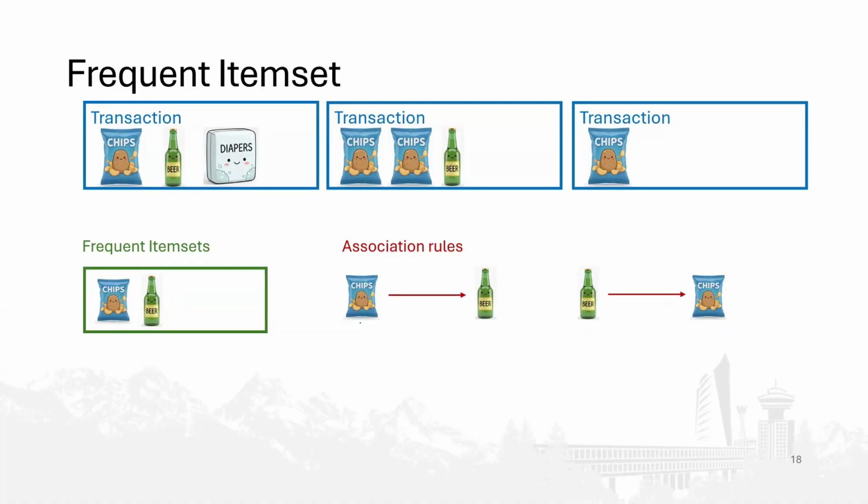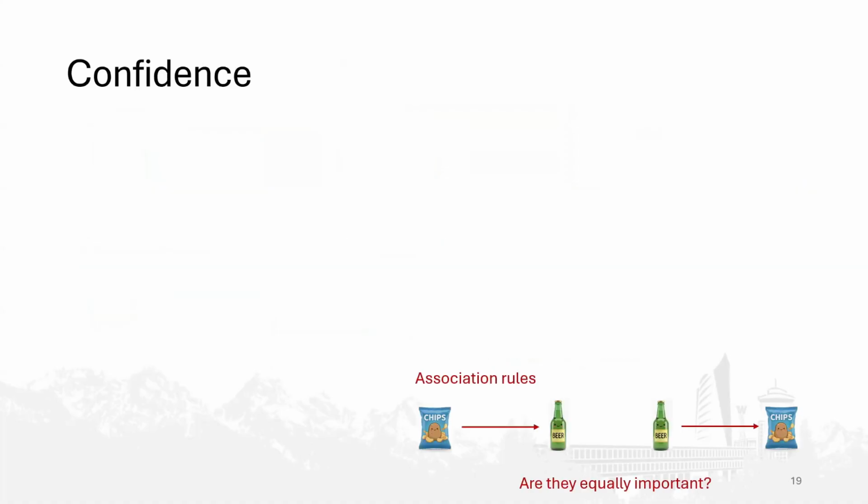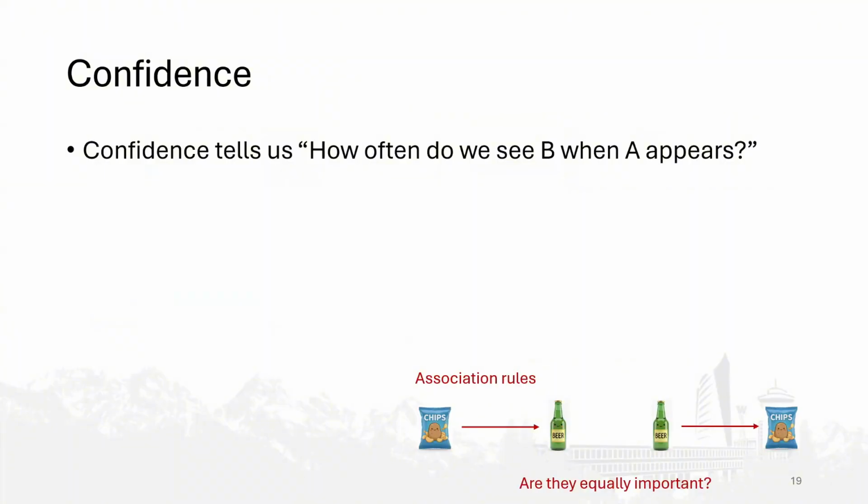Now we have these 2 association rules, but now we want to ask one question. Are these 2 association rules equally important? Right? Because although we can get these 2 rules from the same frequent item set, they can have different importance. So let's see. If we want to know how important these 2 rules are, we need to introduce another concept called confidence. So confidence just tells us how often do we see B when A appears.